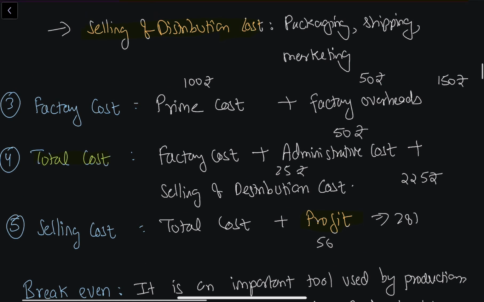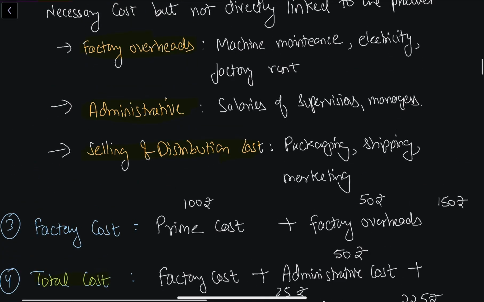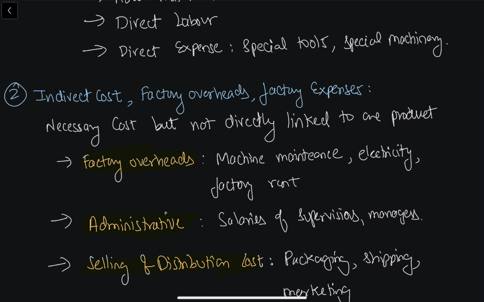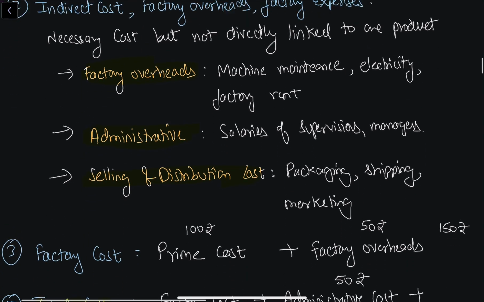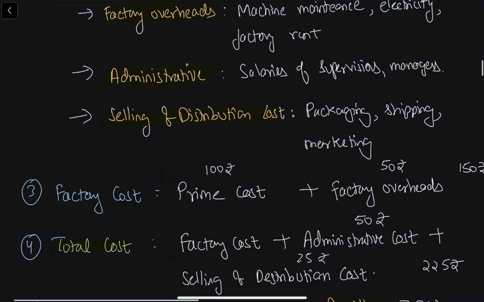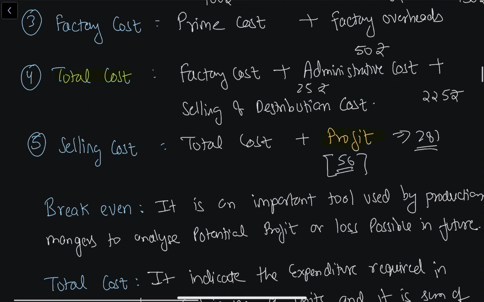So now if you see, when you are building a product, your cost is 100 rupees, and finally you're selling at 281, which includes only 56 rupees of profit, and the rest are the different associated costs which you have considered for building the product, right? So this is majorly the idea of identifying the different costs. So direct cost, indirect cost involving factory overheads and administrative and selling distribution. Factory cost is nothing but your direct cost plus your factory overheads, and then you have total cost, which involves your factory cost plus administrative and selling distribution, and then selling cost including total cost plus profit.